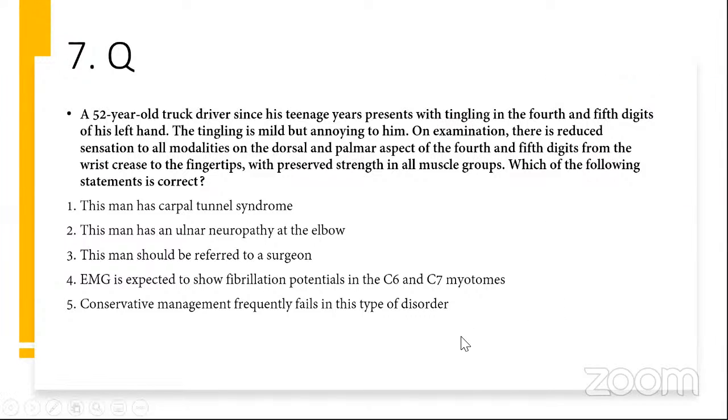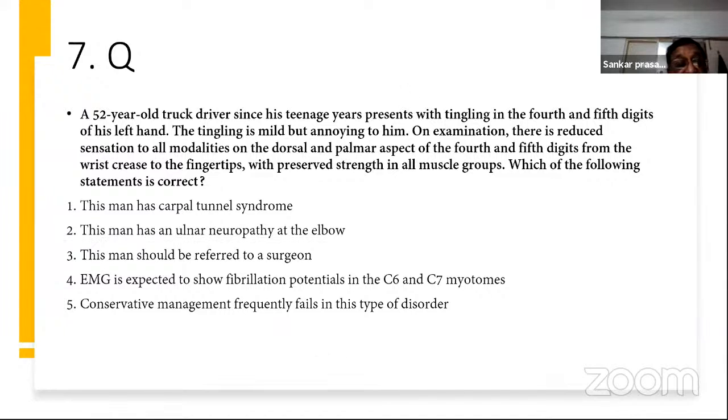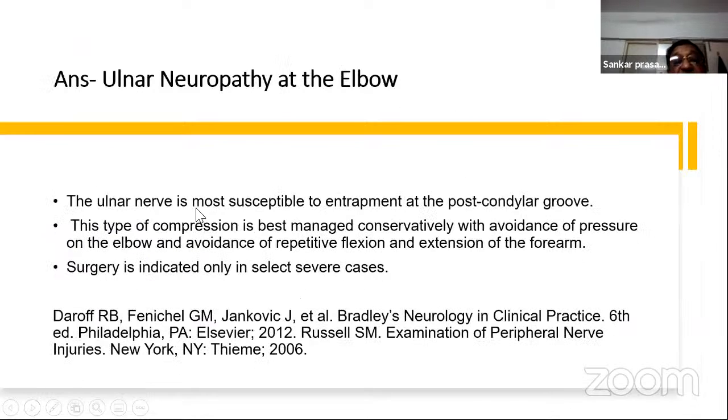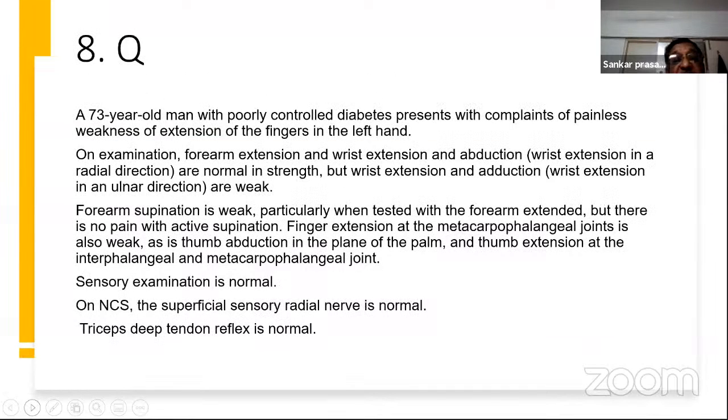Yes. Rajalakshmi, two. Ulnar neuropathy, yes. You are correct. And so the ulnar nerve is most susceptible to entrapment at the postcondylar region. This type of compression is best managed conservatively with the avoidance of pressure on the elbow, and that's a wonderful answer.